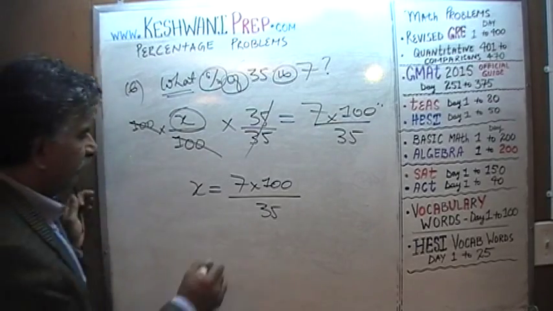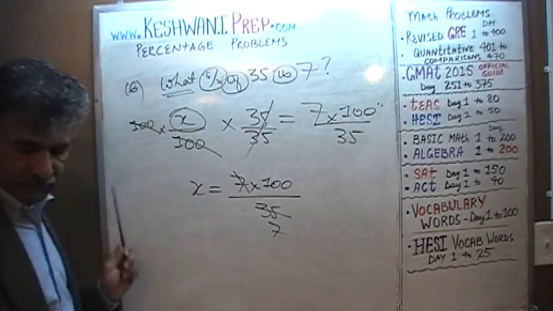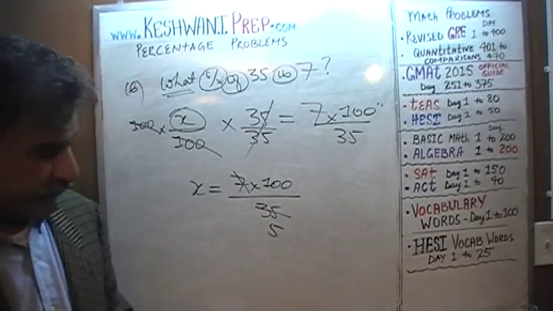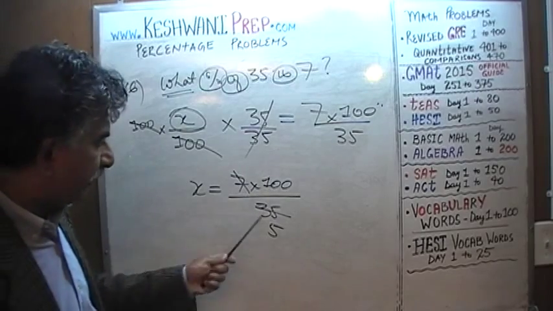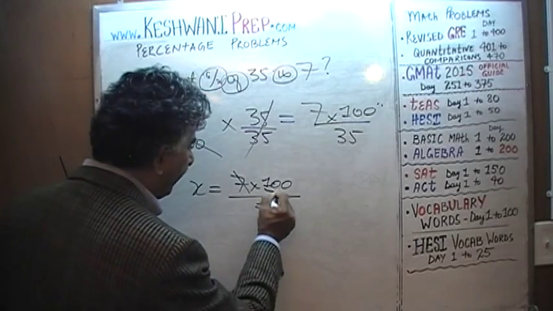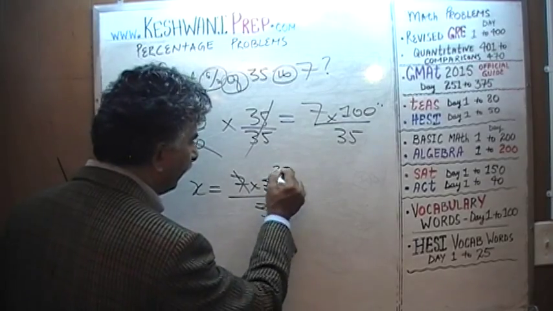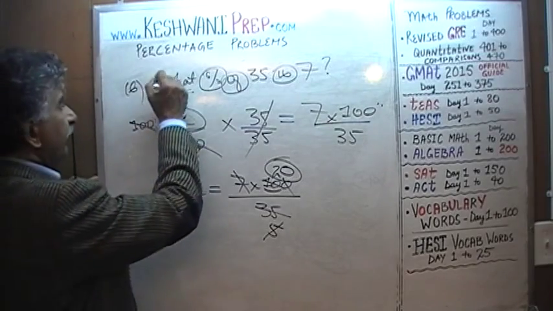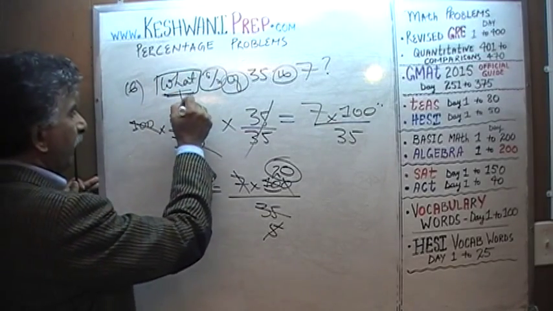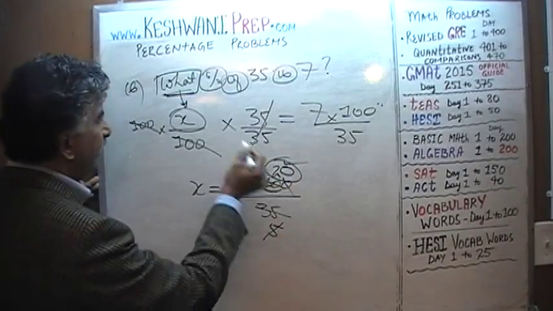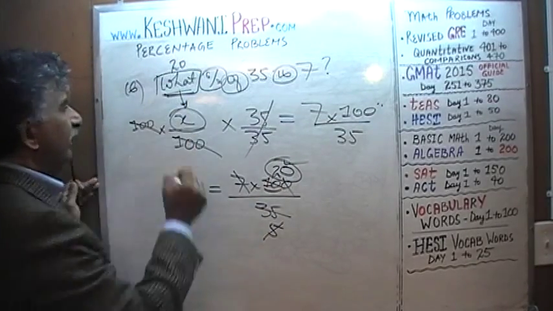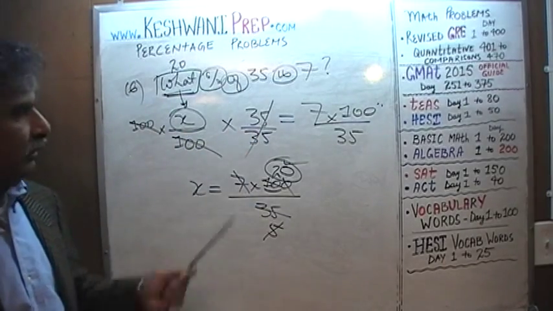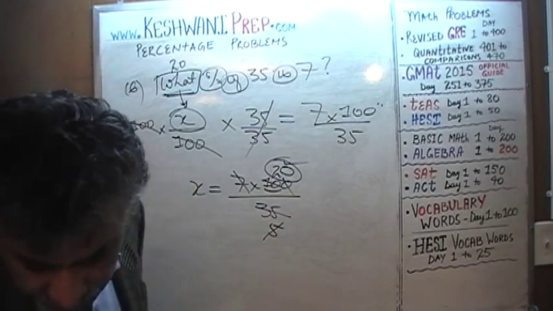We see 35, we see 7, let's divide top and bottom by 7. 7 fives are 35. We see a 5 at the bottom, we see 100 on top, let's divide top and bottom by 5. 100 has 20 fives. So the answer is 20. The unknown part, we replace by what we are claiming, that 20% of 35 is 7, which makes sense.